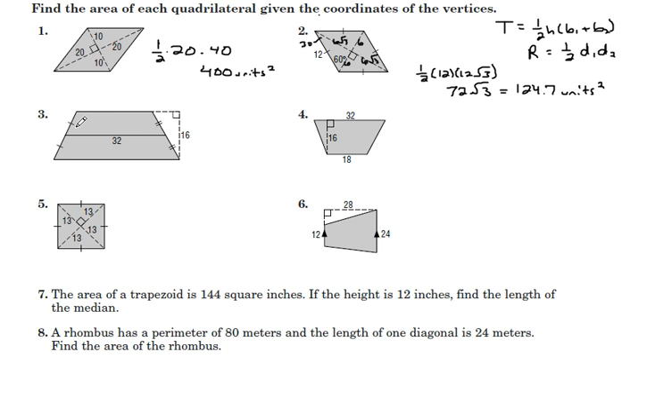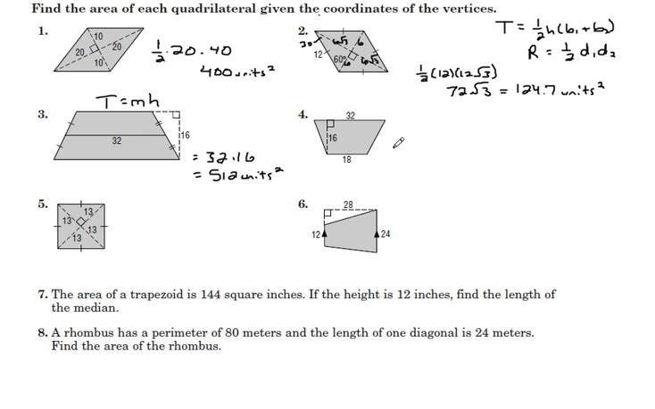Okay, number 3, we're dealing with the trapezoid. Now, they give us the median. If you look at the area of the trapezoid formula, 1/2 base 1 plus base 2, that is how you find the median. So I guess another way to look at it, the area of a trapezoid is median times the height. So we know the height is 16, the median is 32. This area can be found by just 32 times 16, and that comes out to 512 square units.